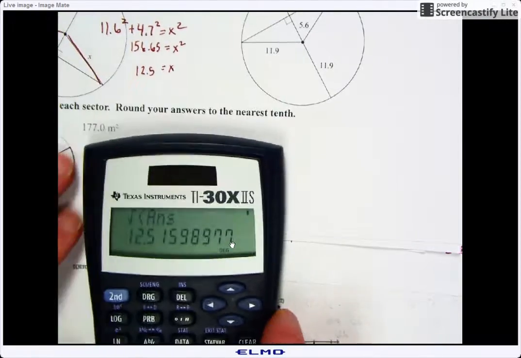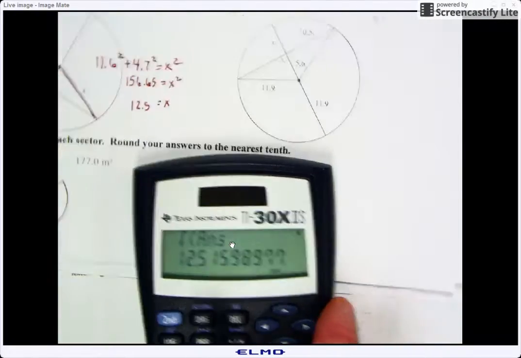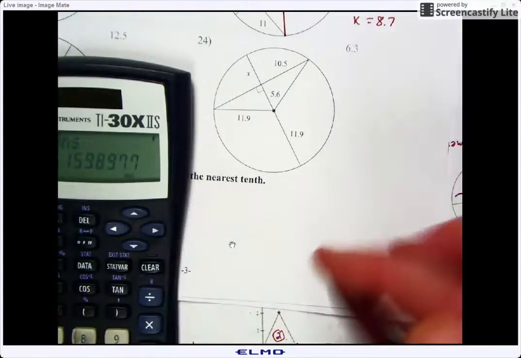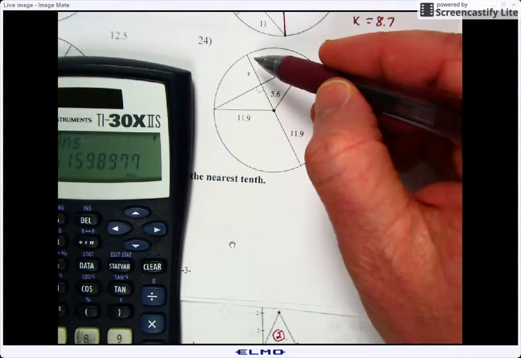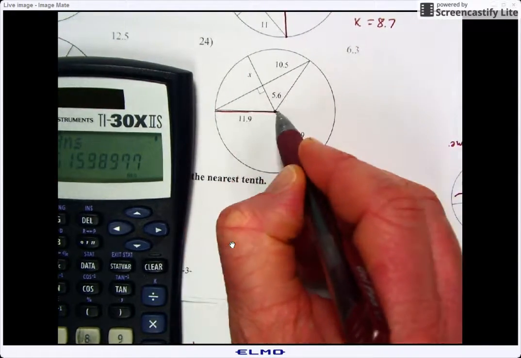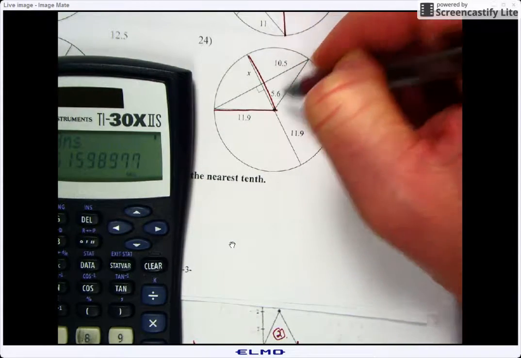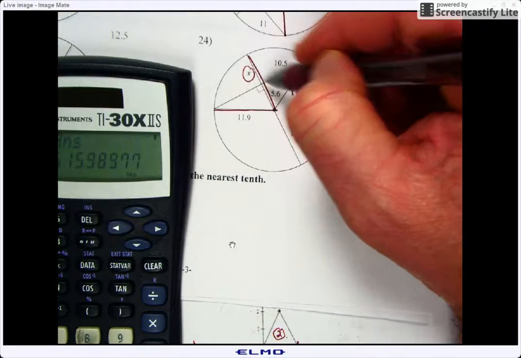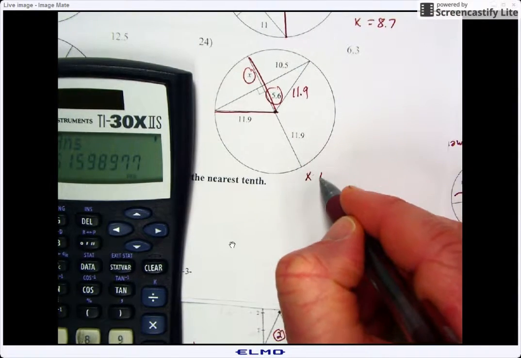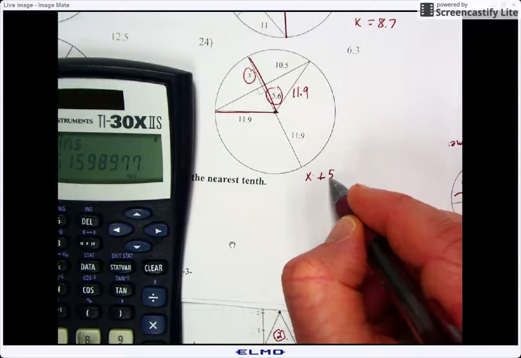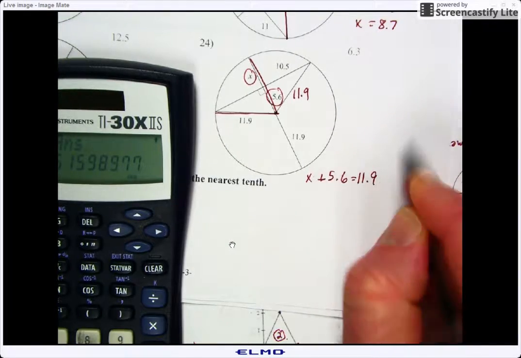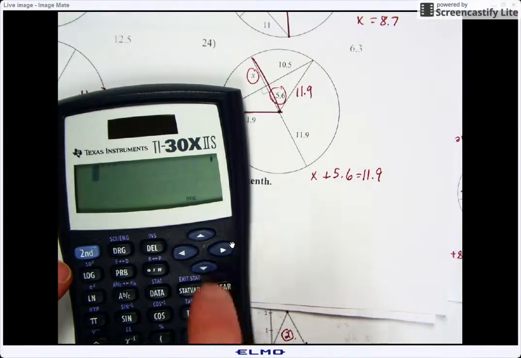Last one, go to 24 before we get to our review. And we know the whole radius, which means we know this is the radius. We know this is the radius. These two parts add up to the radius, not a Pythagorean theorem problem. Subtract and solve.